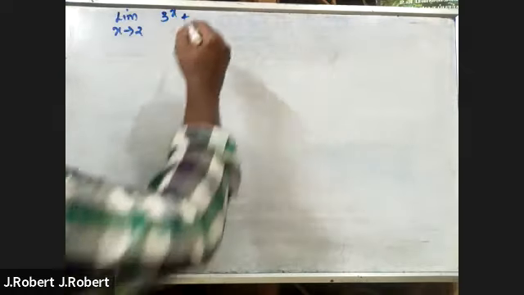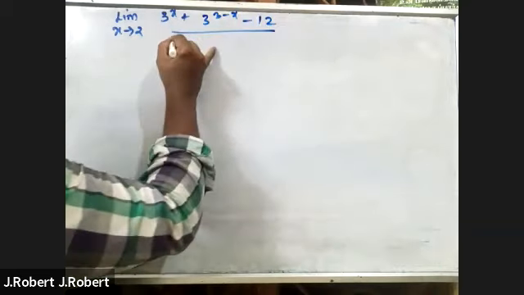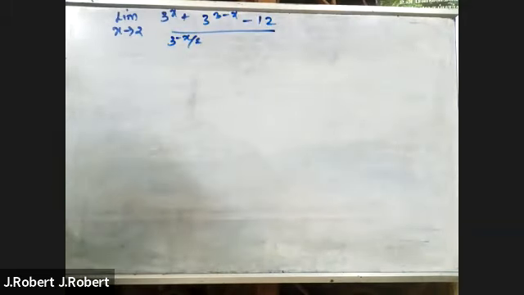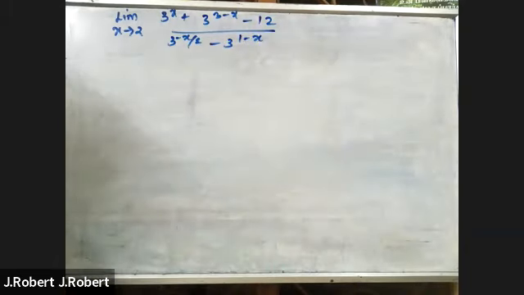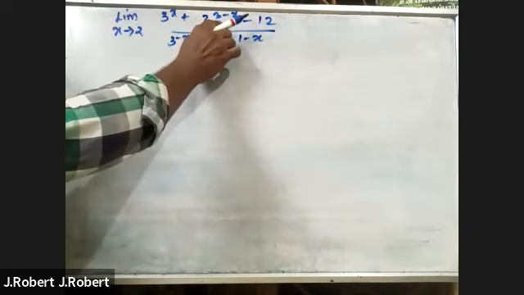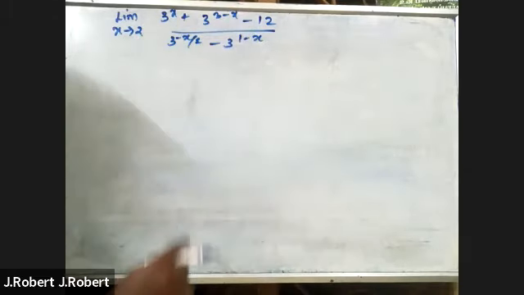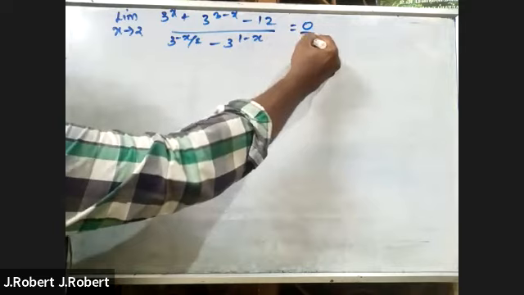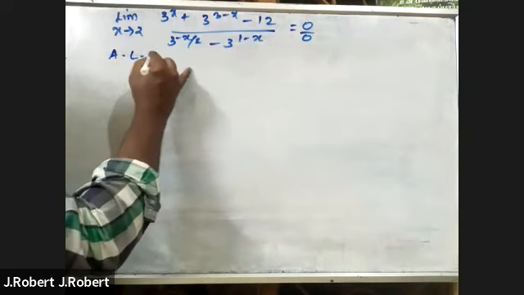3 power x divided by 3 power 3 minus x minus 12, divided by 3 power minus x by 2 minus 3 power 1 minus x. So now you apply x equals 2. What happened? If x is equal to 2, we get 3 power 1, 3. 9 plus 3, 12, 12 minus 12, 0. Here also it is 0 by 0, which is called indeterminate form. If I put x equals 2 in the denominator, 3 power minus 1 and 3 power minus 1 both get cancelled, 0. This is of the indeterminate form. Even now you can apply L'Hopital's rule.